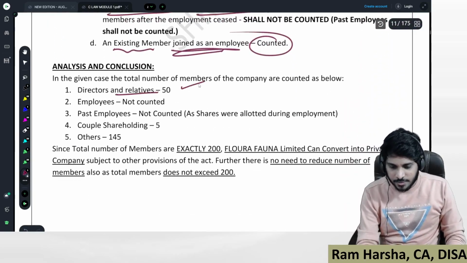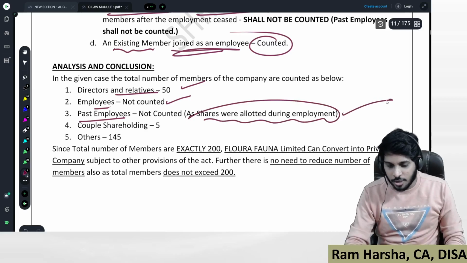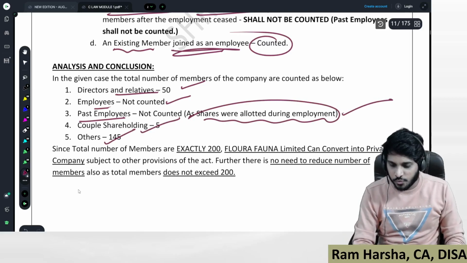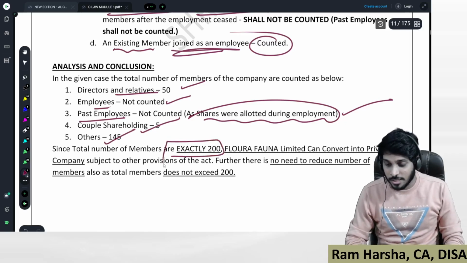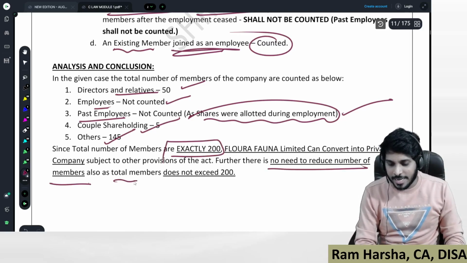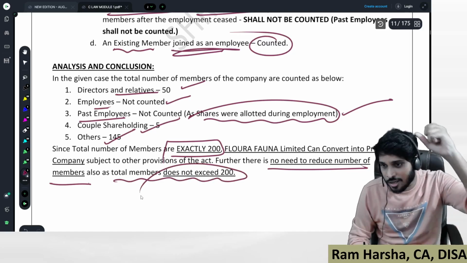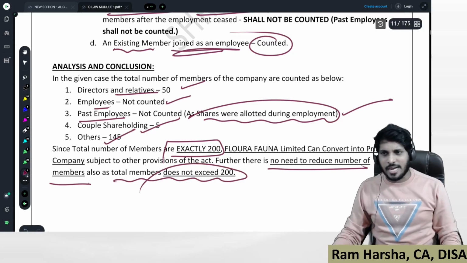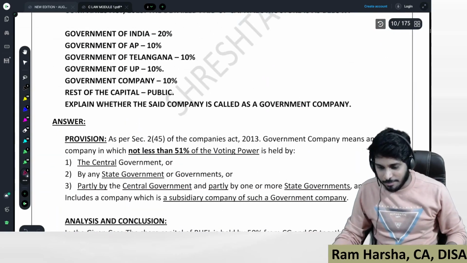Analysis. Directors 50, employees not counted, past employees because shares were allotted during employment not counted, couple holding 5, others for 145, total exactly 200. So no need to reduce the number of members as the total members does not exceed 200. So that's about a private company and public company.